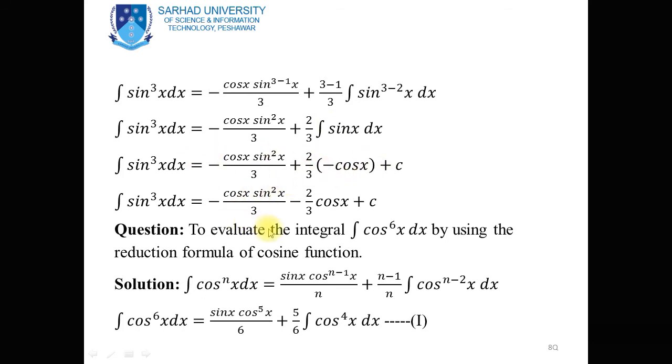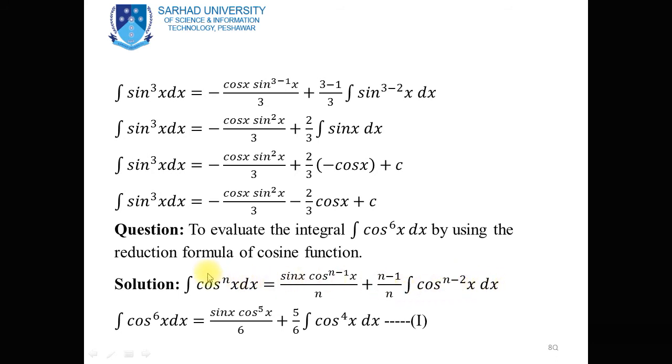Now another trigonometric integral: integration of cos x whole power 6 with respect to x. Using the reduction formula, we can evaluate this integral easily. The integration of cos^n x with respect to x is equal to sine x into cos^(n-1) x divided by n plus (n-1) divided by n into integration of cos^(n-2) x with respect to x.